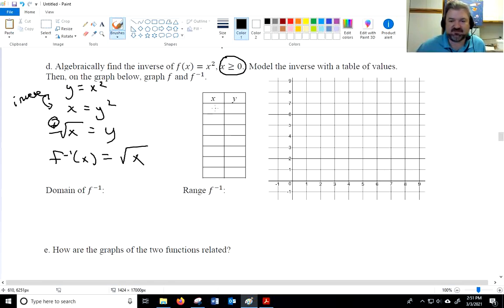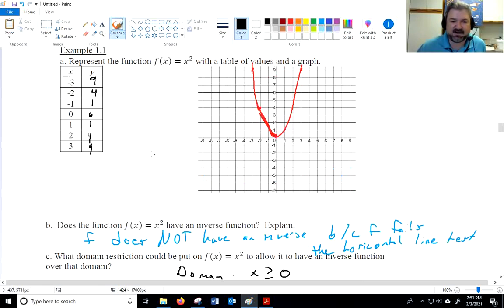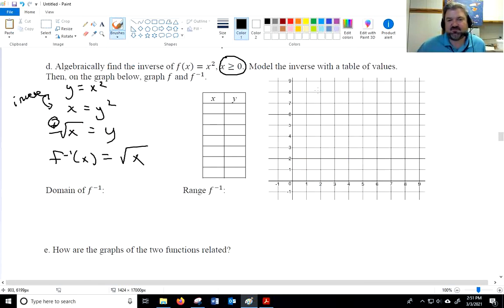Let's plug in some numbers and make a table of values. We could simply borrow these values here as long as they're the positive ones. Remember that the square root of a negative number is not a real number, and we are only graphing in the domain of real numbers.